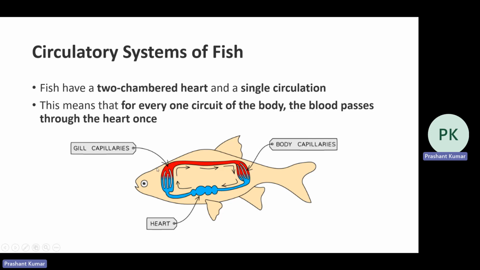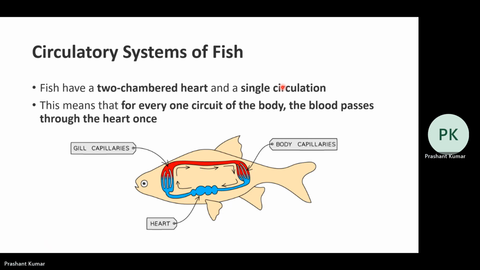Gills, where the blood gets oxygenated, and then the oxygenated blood is distributed throughout the body, and then again the same process keeps going. So you can see blood is not coming to the heart two times, it's only one time. That's why it's single circulation. So this means that for every one circuit of the body, the blood passes through the heart only once.